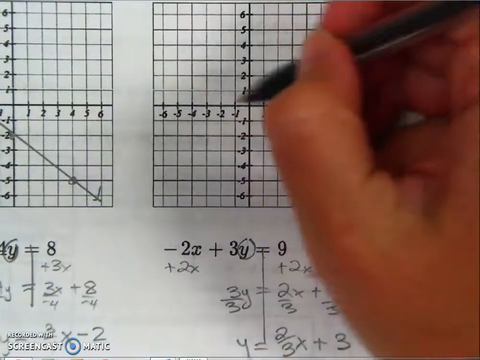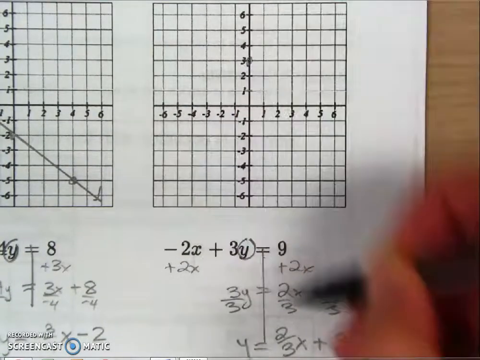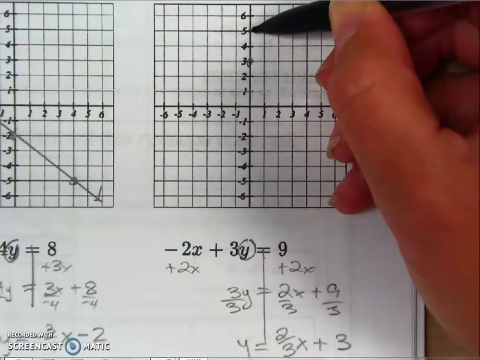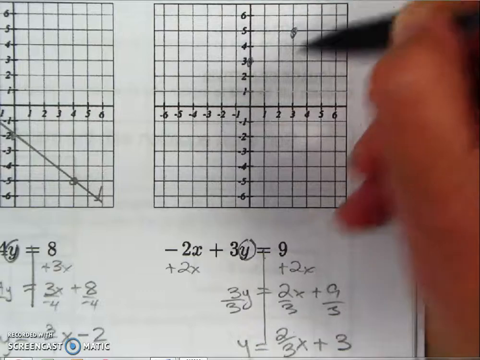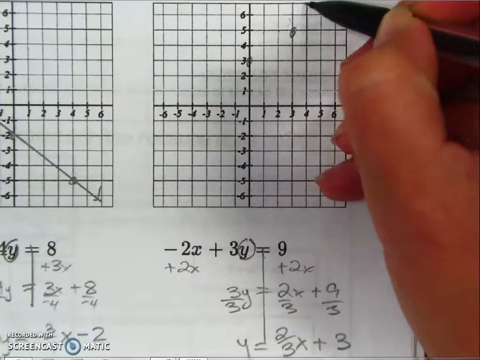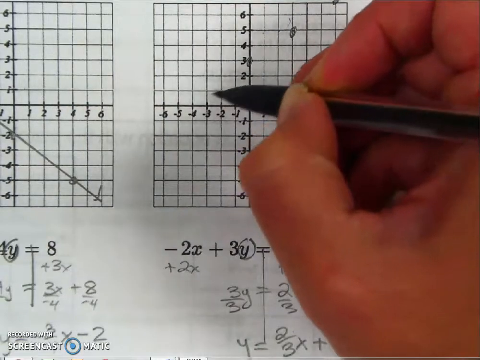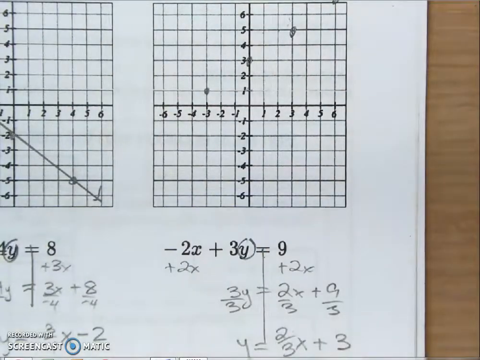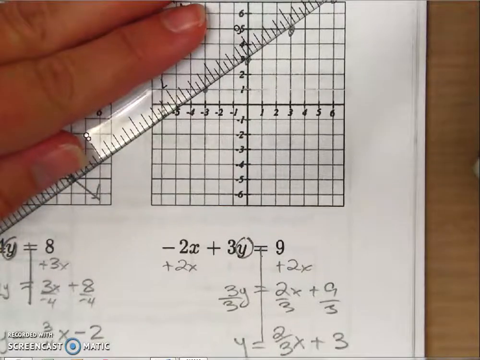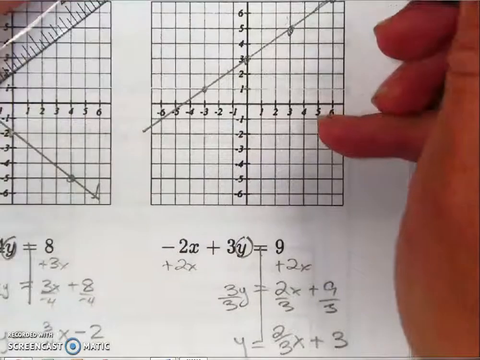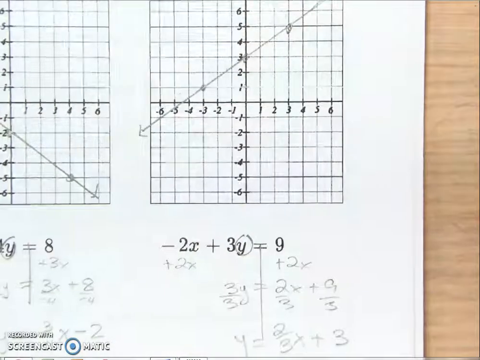So this one's going to start at (0, 3), and then go up, because it's positive, up 2, right 3. 1, 2, 3. Up 2, right 3, 1, 2, 3, or down 2, left 3. Okay, there we go. Okay, and this line goes up because it's positive. Remember what Slope Dude would say, puff, puff, positive. There it goes.